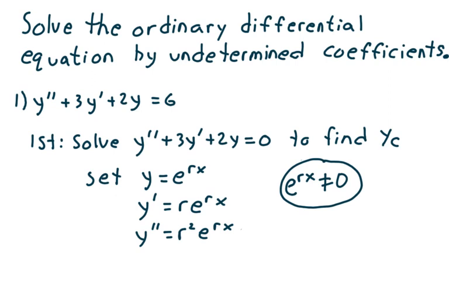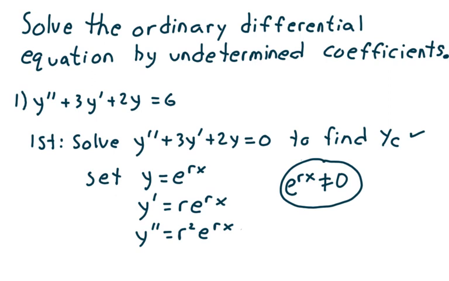In the first step, we want to solve the associated homogeneous equation y double prime plus 3y prime plus 2y equals 0 to find the complementary solution y sub c. So, set y equal to e to the rx, y prime is r e to the rx, and y double prime is r squared e to the rx. Remember that e to the rx is never 0.